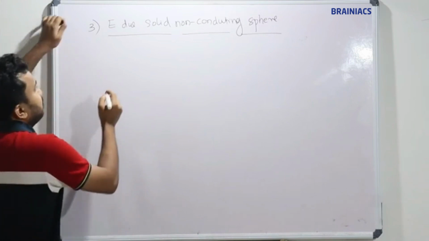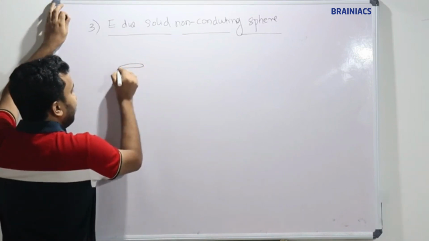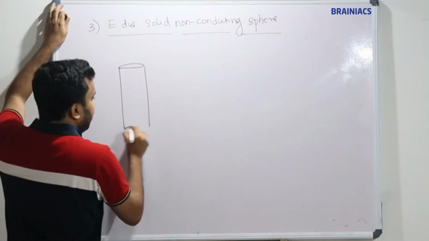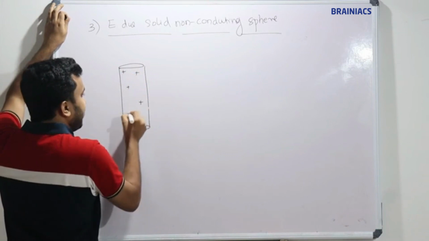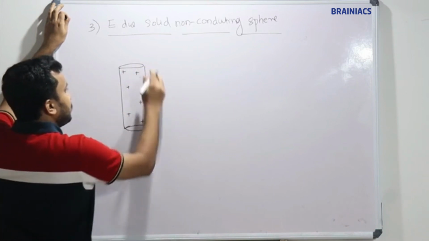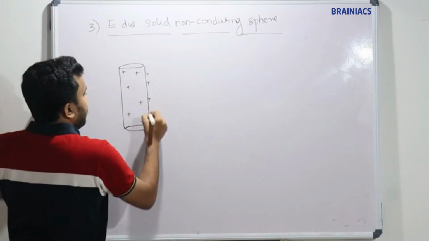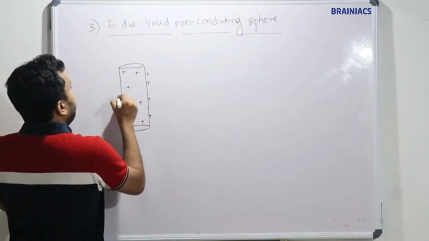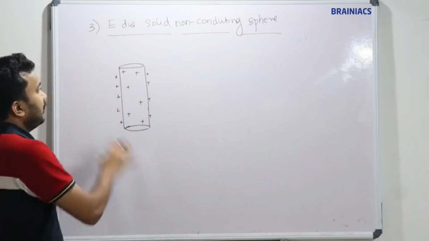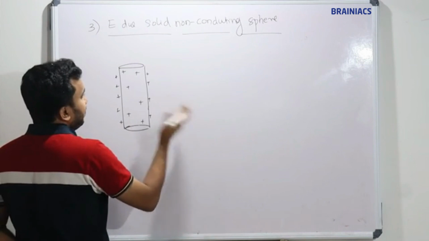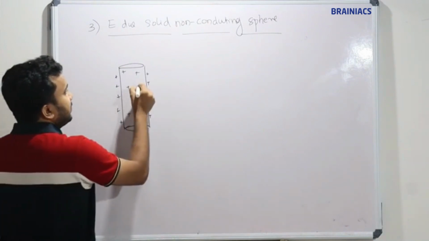So let's start. We have a pipe and it is fully filled. So the charges are present everywhere inside as well as on the surface of the sphere. Here also I am marking the charges as plus charges, you can mark plus or minus. Here we are going to find the electric field intensity outside, inside and on the surface. So first we are going to find the electric field intensity inside.